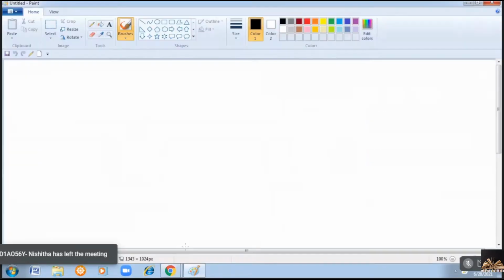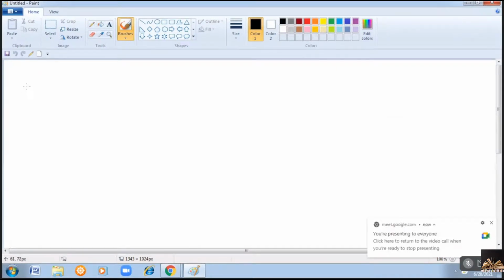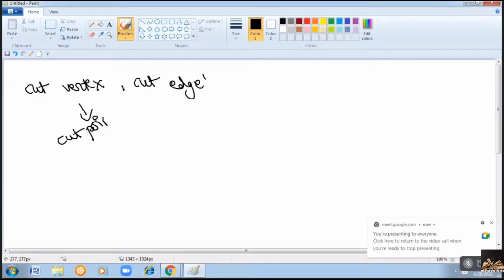The next concept is cut vertex. Cut vertex and cut edge. Cut vertex is also known as a cut point. Cut edge is also known as bridge. Now first we'll see what is a cut vertex.